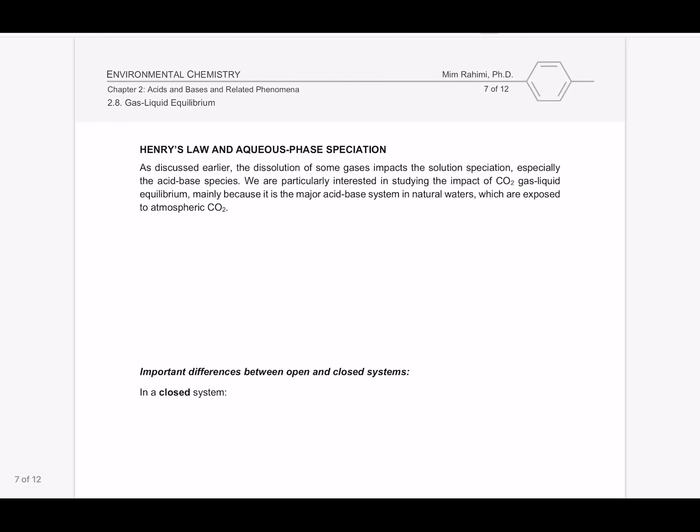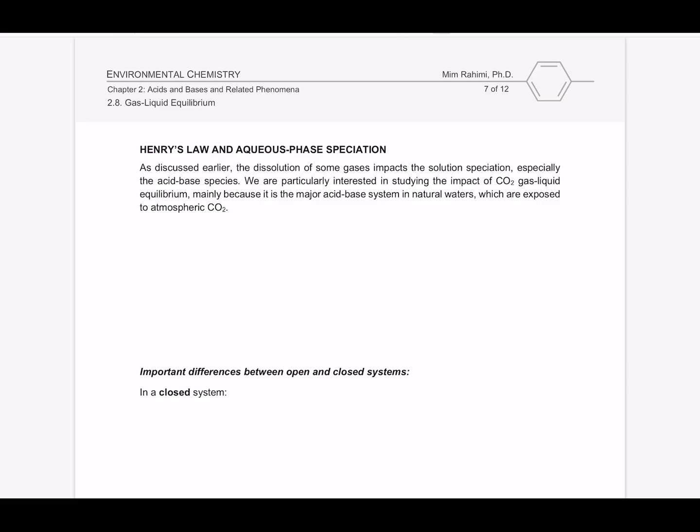Now let's be a little bit more quantitative, talking about how we can use Henry's law for solving this speciation. As I mentioned, this is basically the interaction between gas and liquid phase, specifically those that result in species that have acid-base kind of reactions. It's very important for the speciation that we're interested in, and we can basically quantify this.